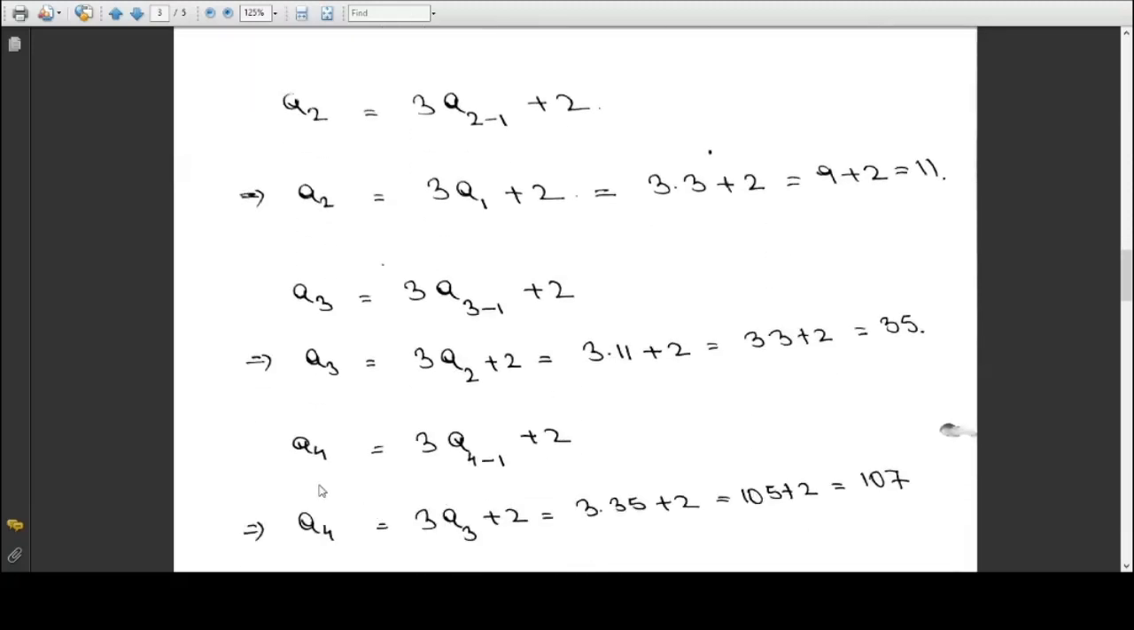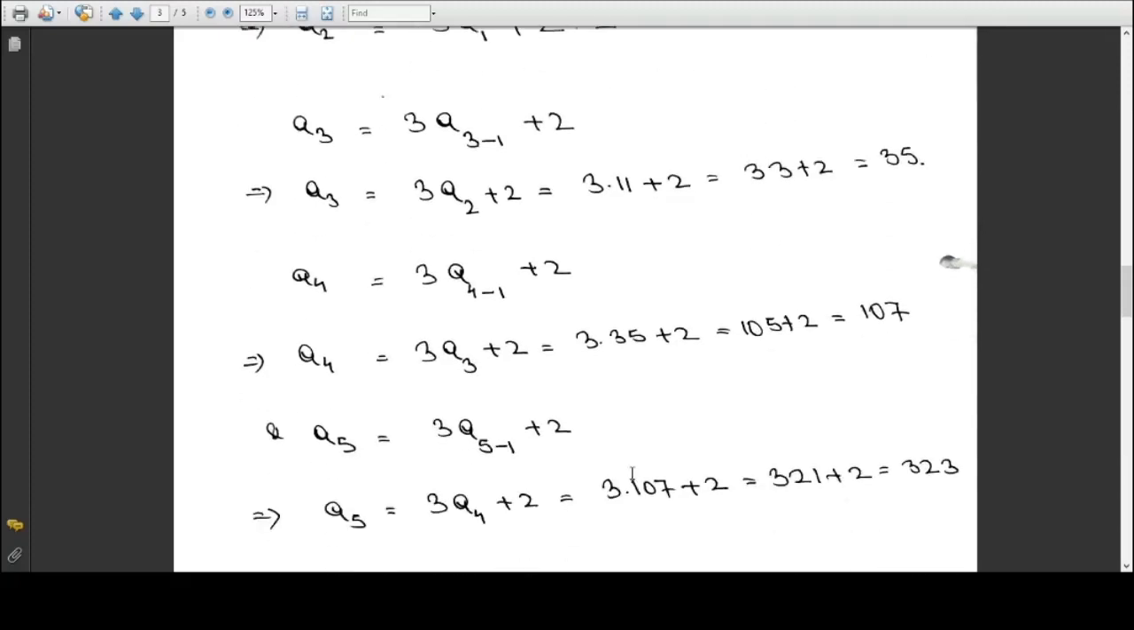The next, putting the value of n by 4, a4 will be 3a(4 minus 1) plus 2. 4 minus 1 is 3, so the term is a3, plus 2. Term 3 is 35. 3 multiply 35 is 105, plus 2, which is 107.